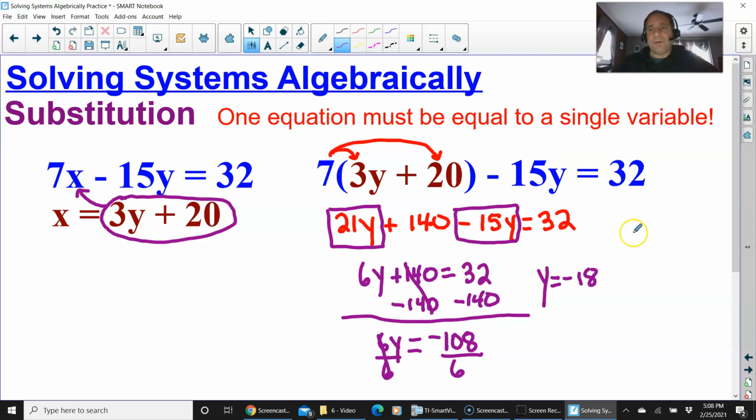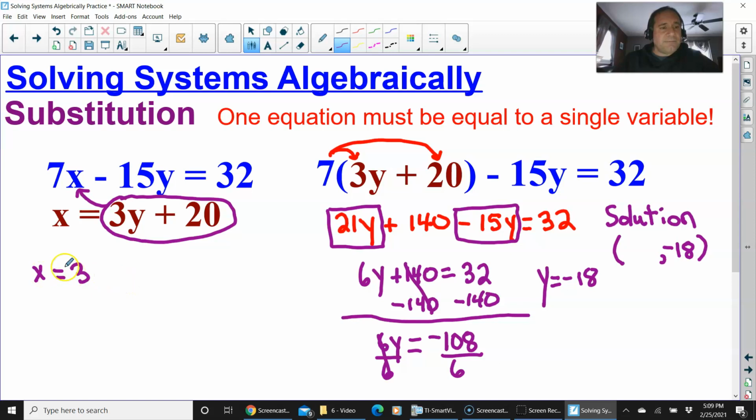So just like before, okay, we have a solution, but the solution is only half done. So we're going to put the solution in coordinate form. We have negative 18 as the y, but we don't have an x. So obviously you're going to pick the second equation because it's already equal to x. So we have x equals 3 times y. 3 times y is negative 18 plus 20.